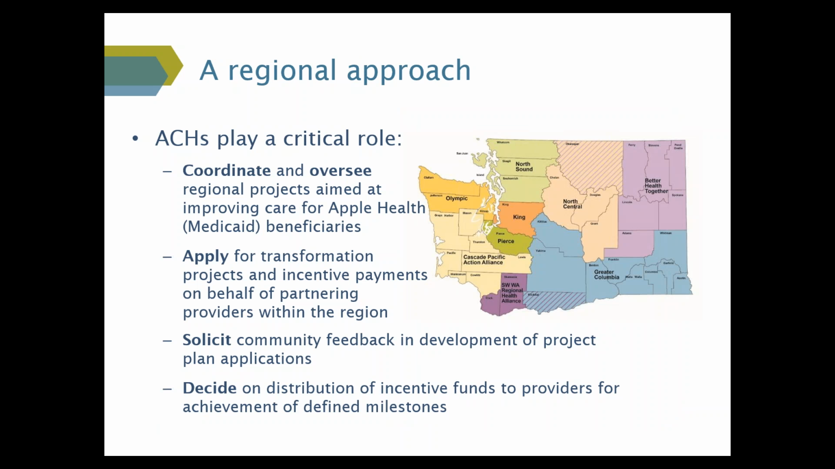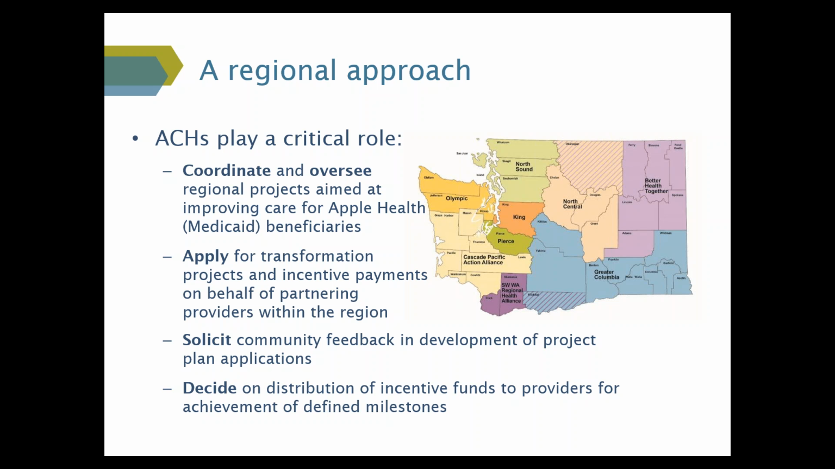We are taking a regional approach. As I alluded to at the very beginning, there are 9 accountable communities of health. They're represented by the map that you see on this slide. They have very important roles overall, but with particular reference to the project development that we're talking about today. The ACHs do coordinate and oversee the regional projects that are focused on improving the health of their Apple Health beneficiaries. The ACHs will apply for transformation projects, and again, the project template that we'll be talking about is a key way in which those ACHs represent the projects that they're applying for.